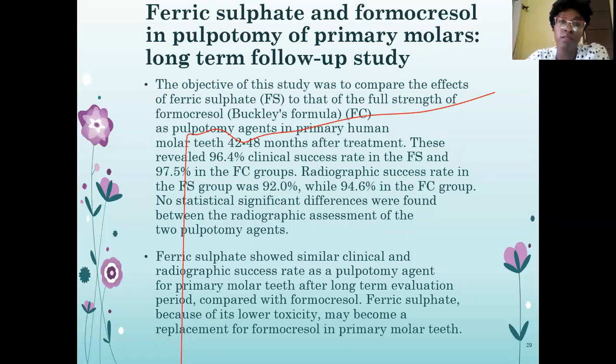As you can see, formocresol is performing better in these studies, but as we said, there are safety concerns. And when it comes to radiographic success rate as a pulpotomy agent, ferric sulfate is also performing quite well. So because of its lower toxicity, it is fast becoming a replacement for formocresol in managing primary molar teeth.